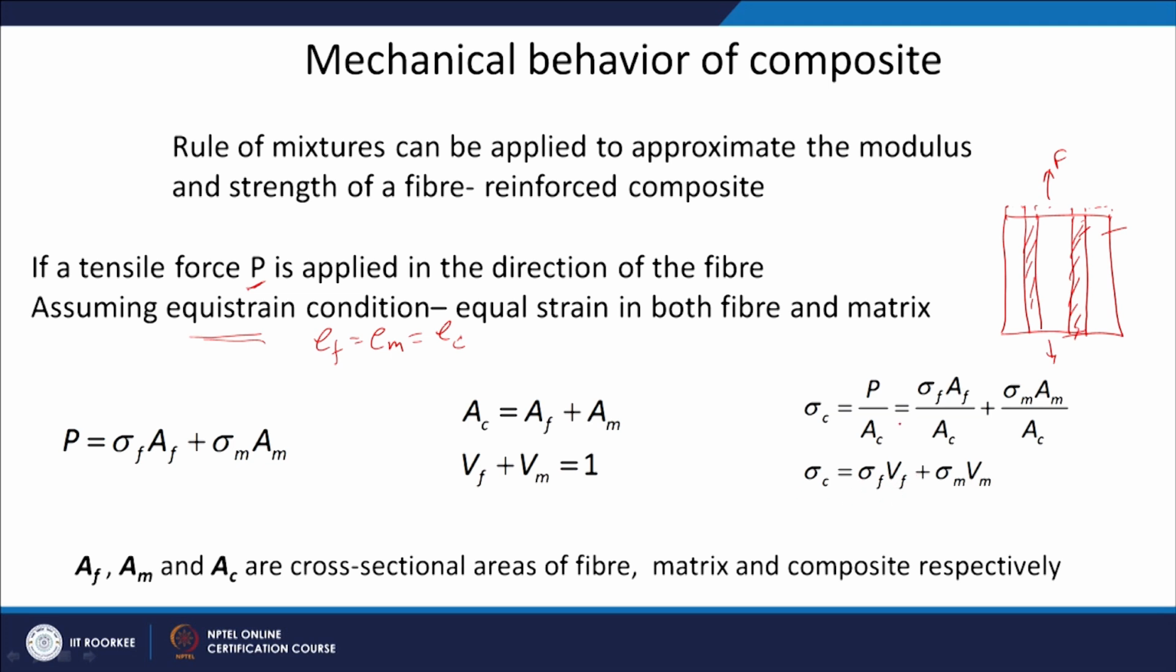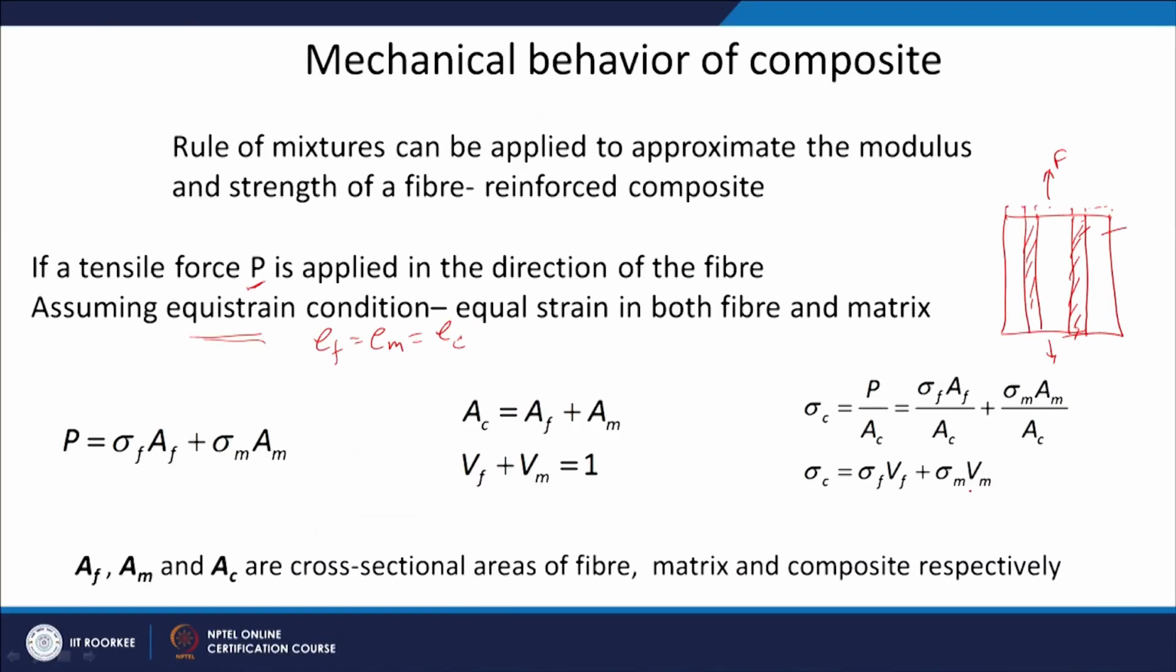So now sigma F into AF by AC is written as Vf here, and AM by AC is written as Vm here. This is the volume fraction of matrix, and this is the volume fraction of fibers. So I can write a simple rule of mixtures equation like this to get the stress in the composite. You can in fact write it for the modulus also.